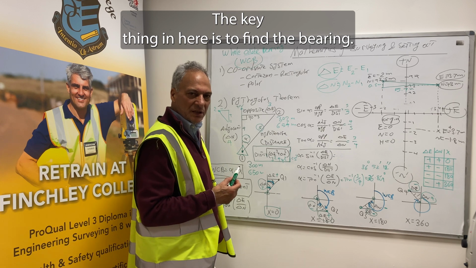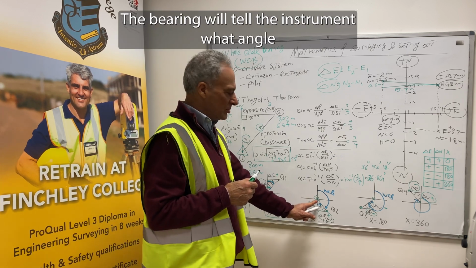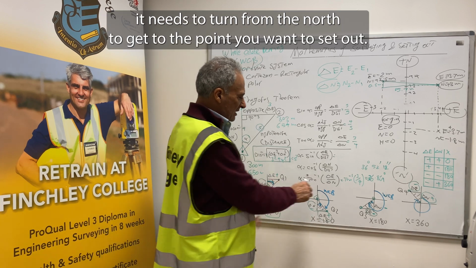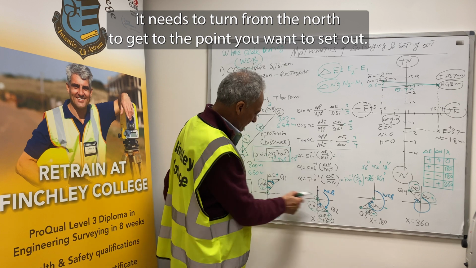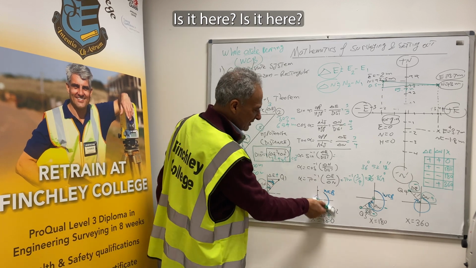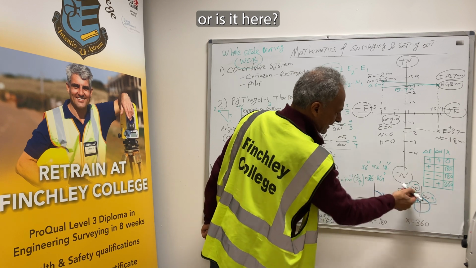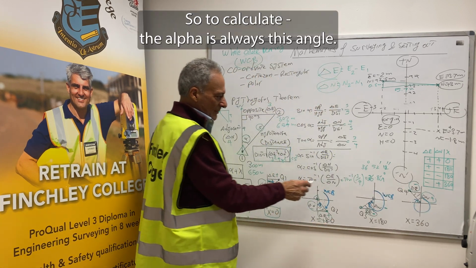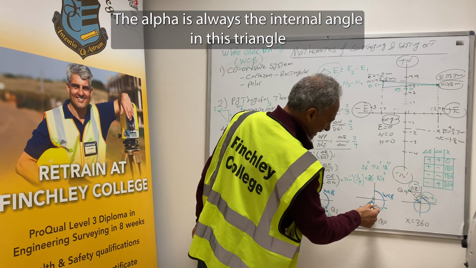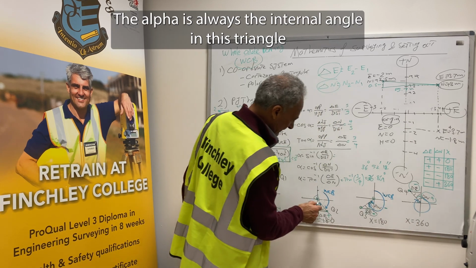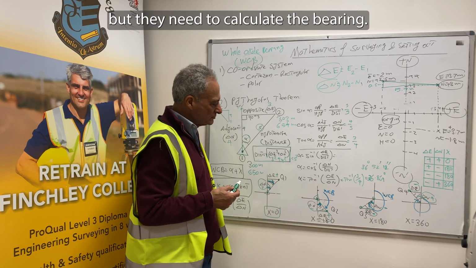The key thing in here is to find the bearing. What is the bearing? The bearing will tell the instrument what angle it needs to turn from the north to get to the point he wants to set out. Is it here? Is it here? Is it here? Or is it here? So to calculate, it calculates the alpha. The alpha is always this angle. The alpha is always the internal angle in this triangle, but it needs to calculate the bearing.